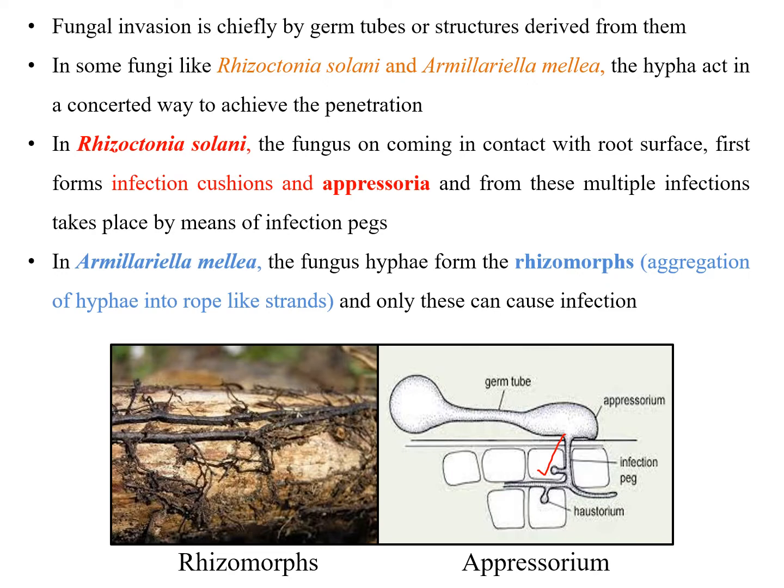Okay, next coming to the example of rhizomorphs. In the case of Armillaria mellea, the fungus hyphae will form rhizomorphs on the infected tissues. Rhizomorph is nothing but root-like mycelium, which forms root-like structures, that is, an aggregation of hyphae into rope-like strands. Only these can cause the infection. That means in Armillaria mellea, these rhizomorphs can produce the infection.